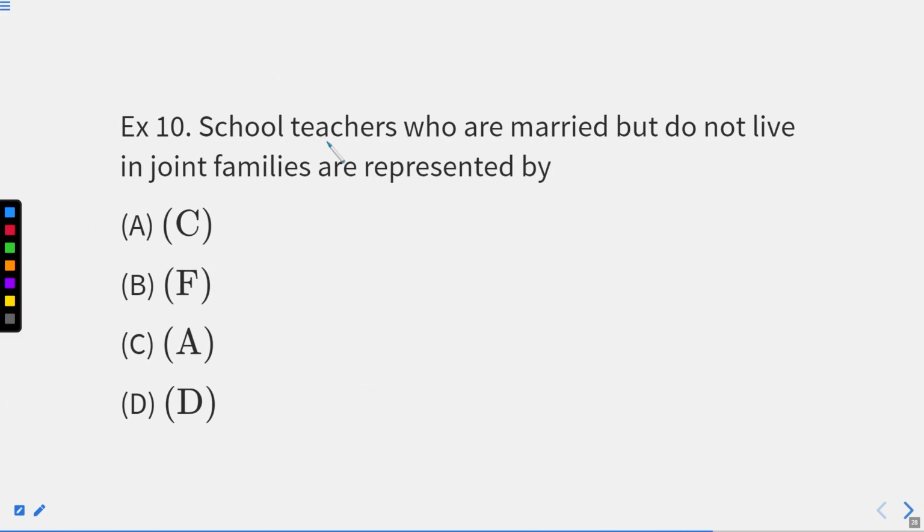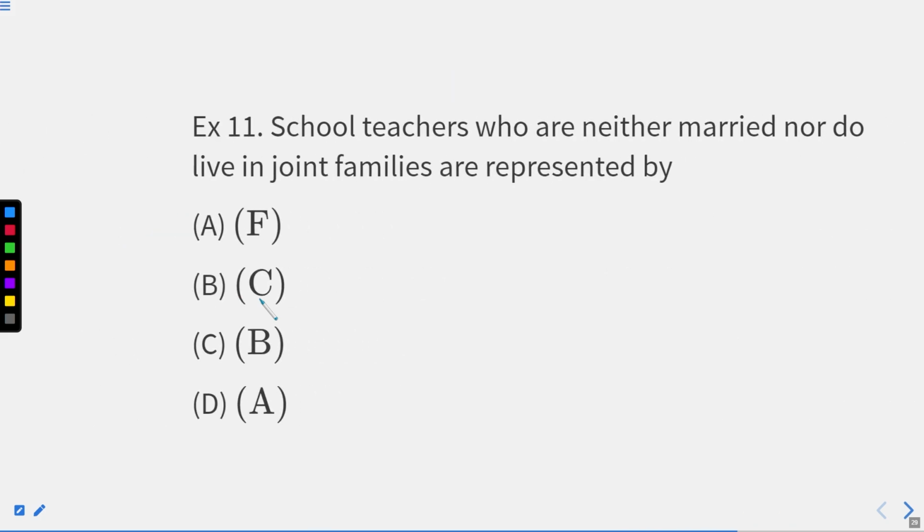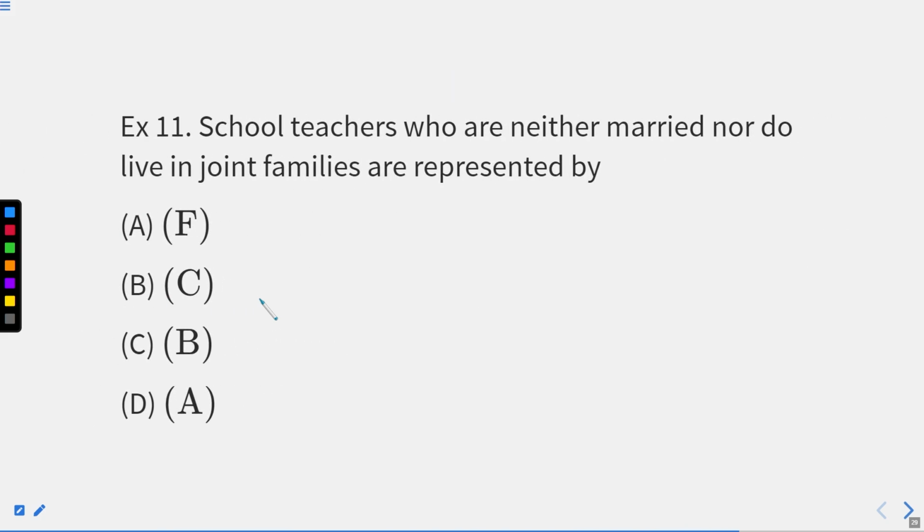right? So a school teacher who is married but does not live in a joint family. B lives, C does not. So B will be cancelled, C will be your answer. I hope this part is also clear, right? I think till here all 10 questions are clear. In the previous few questions we were making the Venn diagram. This time we have the diagram and we are figuring out the questions directly with the help of it, right? Now the 11th and the last question for this chapter, right?